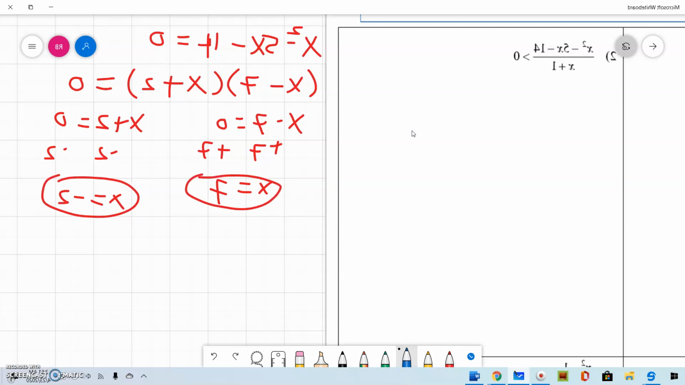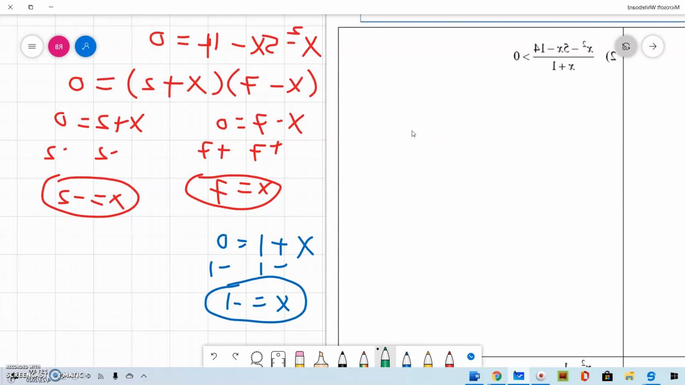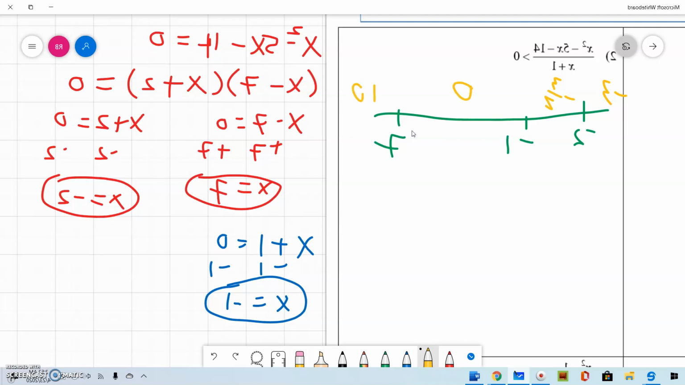And then the second step was to set the new denominator equal to 0. So subtract 1, x equals negative 1. Now that I have all the numbers, I need to draw a number line, and then put all those numbers on the number line. And then I need to choose some numbers: negative 3, negative 3 over 2, or negative 1.5, 0, and 10. Okay? And then plug that into the original equation to see if it's true.